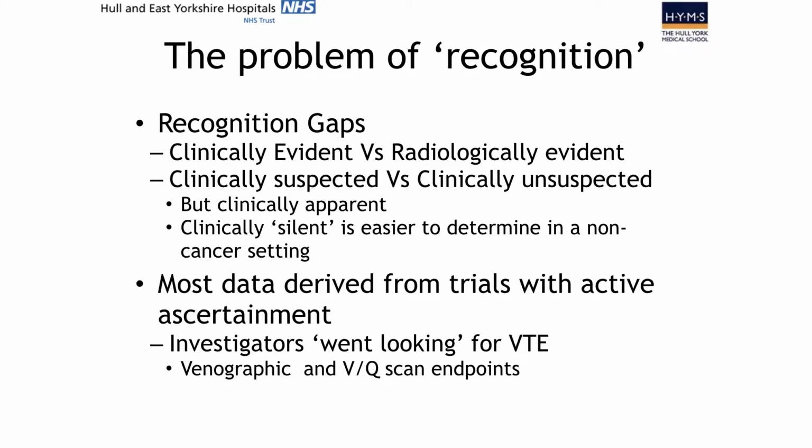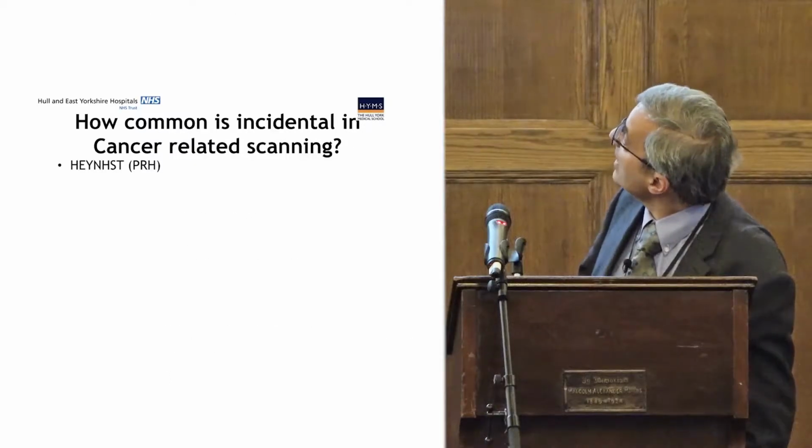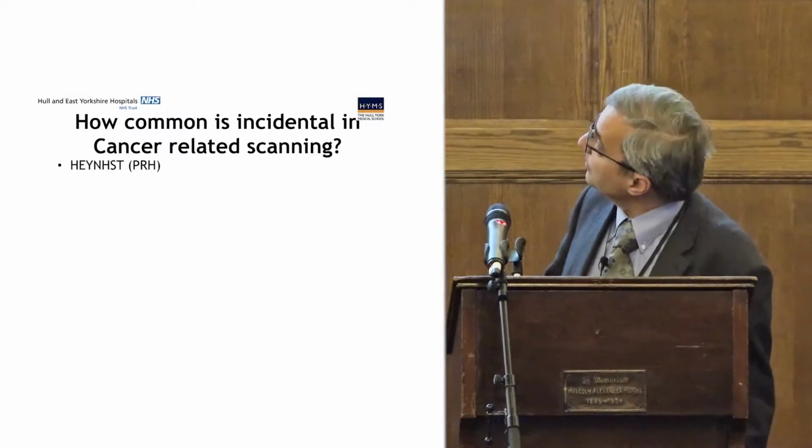Patients would get a pulmonary embolism and then they go and have an ultrasound of the legs and find it there. And that's why the figures we have come from actively looking for the VTE, but also from a technique called VQ scan, which you all know, but which has now become rather not very commonly used. So how common is incidental?